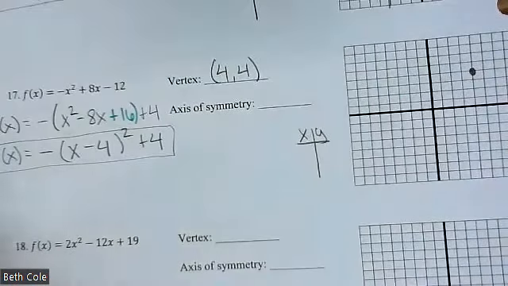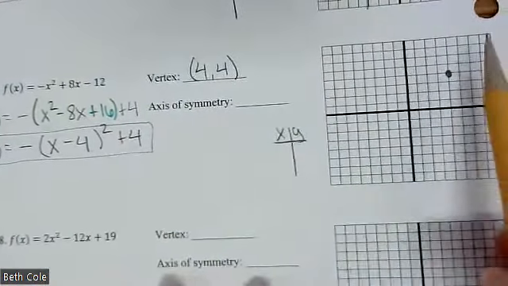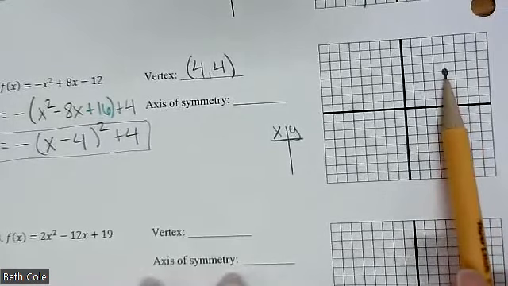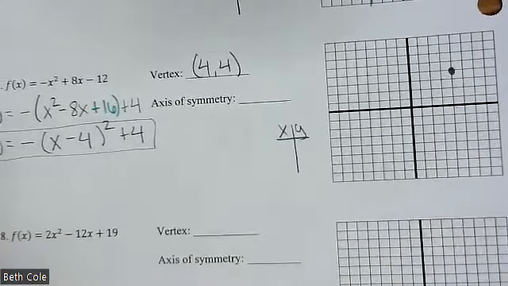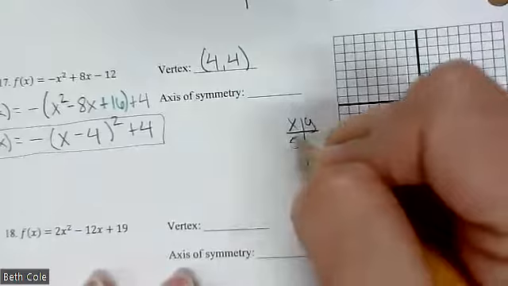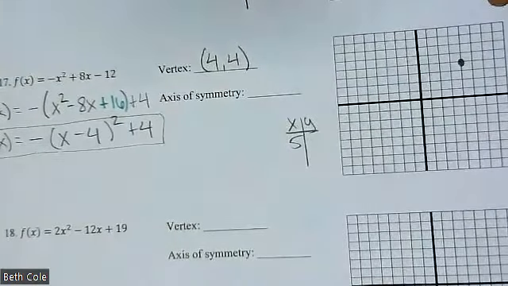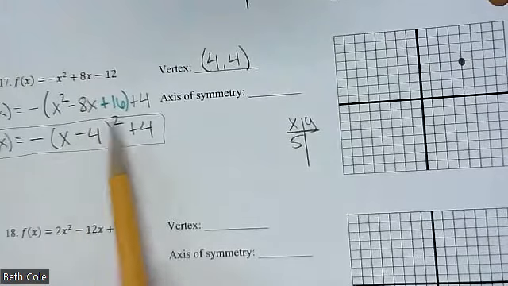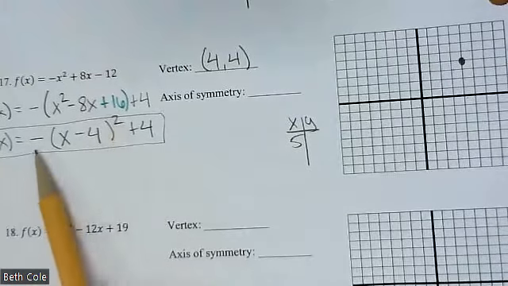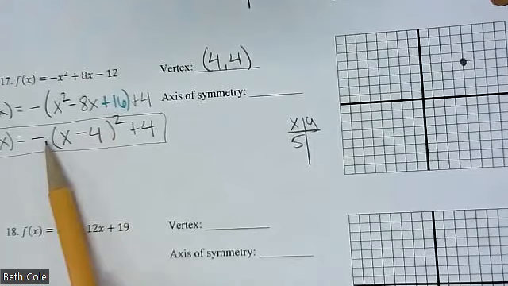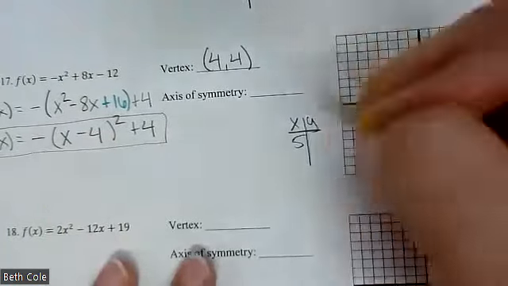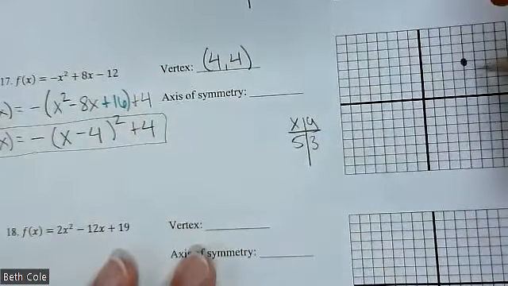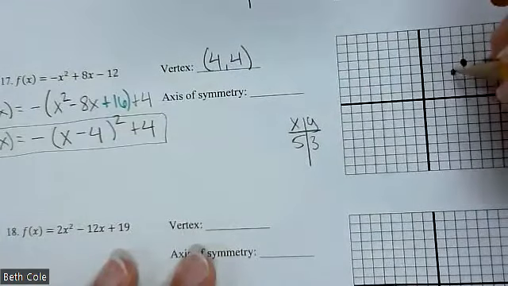And I would like at least one more point. So what would be good to plug in? Yeah, either 3 or 5. It won't make a difference, actually. They're going to come out to the same thing. I'm just going to plug in 5. 5 minus 4, 1 squared is 1, but it's negative 1 plus 4 would be 3. Good. So you get 5, 3, and then symmetry on the other side.